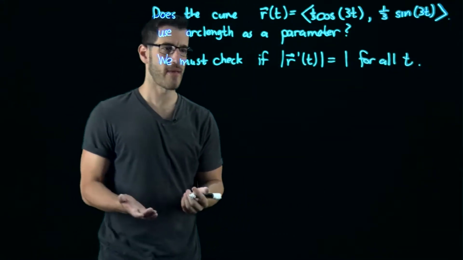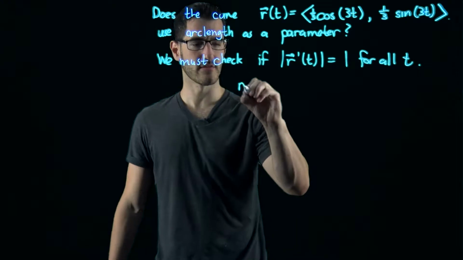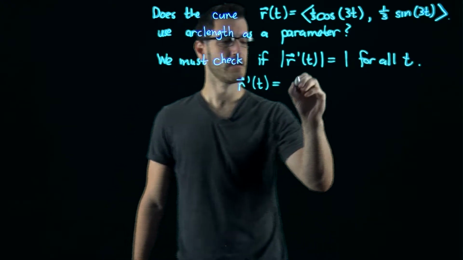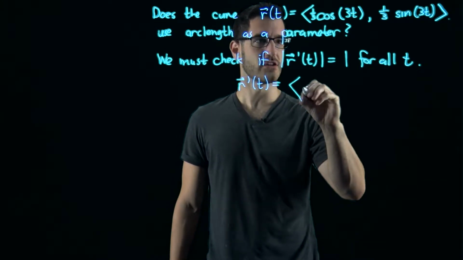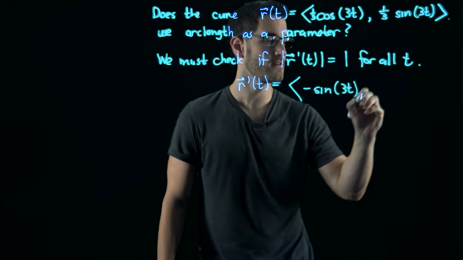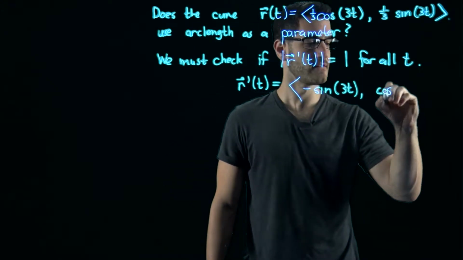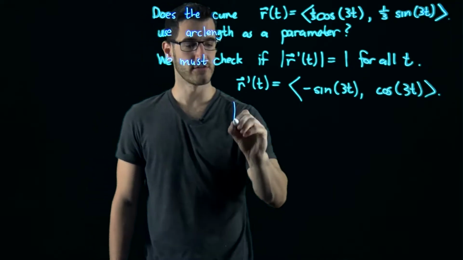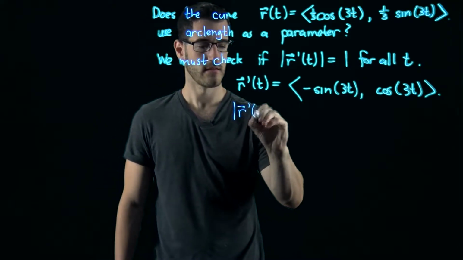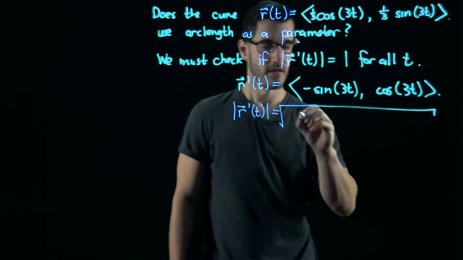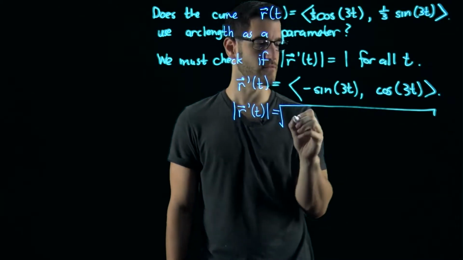In order to find the magnitude of r prime, that's not particularly difficult. We'll first find what r prime is, and we do that by differentiating each component separately. So we'll get a minus sine of 3t and a cosine of 3t. And now we can find the magnitude quite easily. To find the magnitude here, we just take the square root of the square of each component.